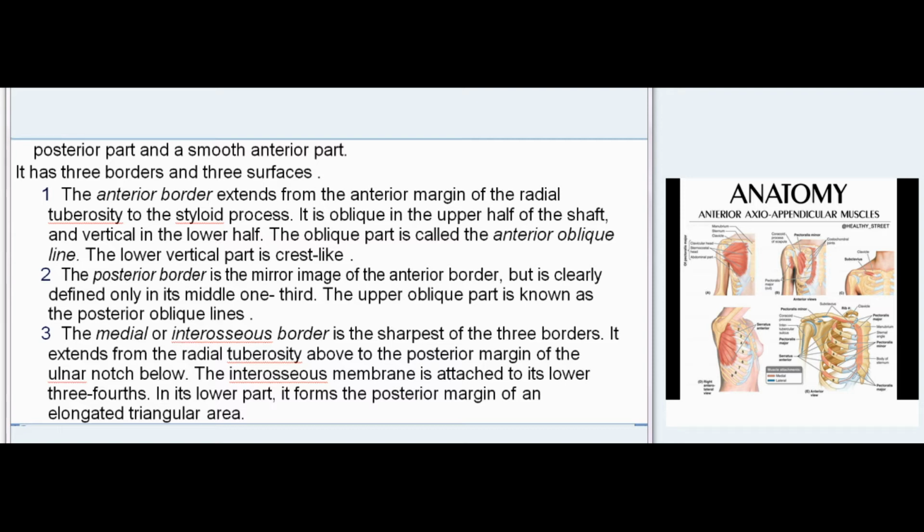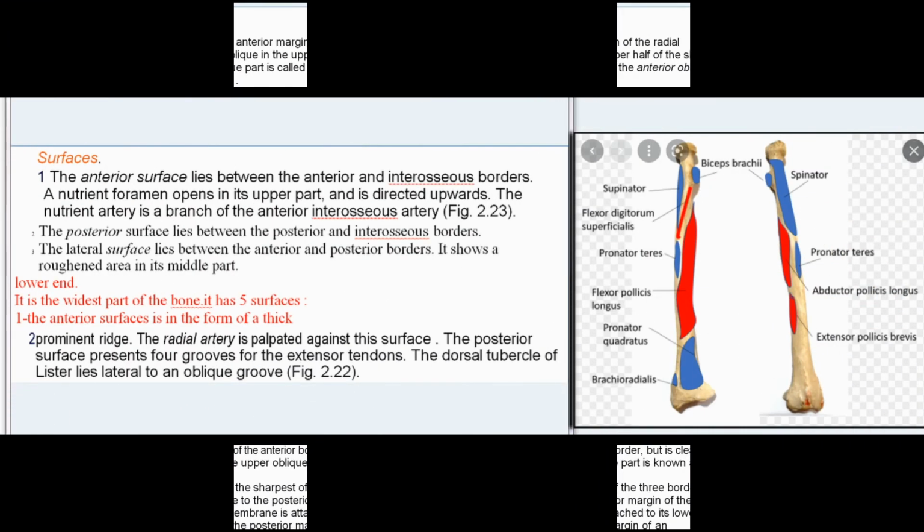2. The posterior border is the mirror image of the anterior border, but is clearly defined only in its middle 1/3. The upper oblique part is known as the posterior oblique line. 3. The medial or interosseous border is the sharpest of the 3 borders. It extends from the radial tuberosity above to the posterior margin of the ulnar notch below. The interosseous membrane is attached to its lower 3/4. In its lower part, it forms the posterior margin of an elongated triangular area.